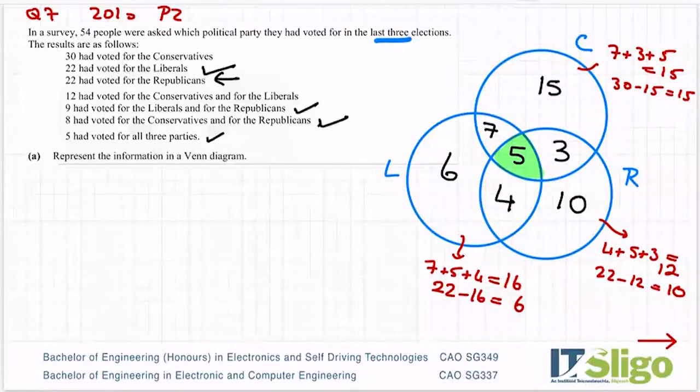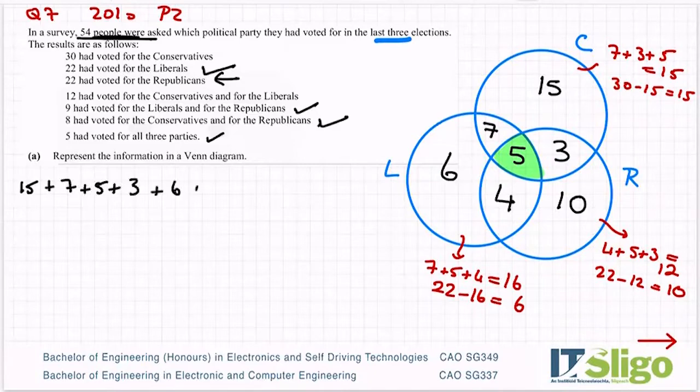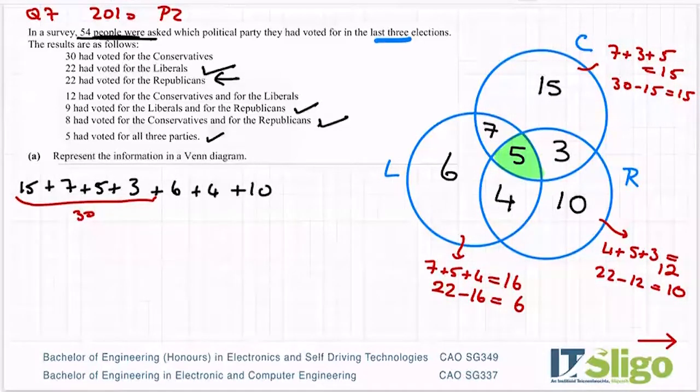Okay, am I done? I'm not sure. 54 people were surveyed, so let's add them up. So I have 15 plus 7 plus 5 plus 3 plus 6 plus 4 plus 10. So I'm popping onto my calculator there now. And I know that these ones add up to 30 plus 20. So I get 50 for that. Okay, 54 people were surveyed. I have not accounted for all 54.